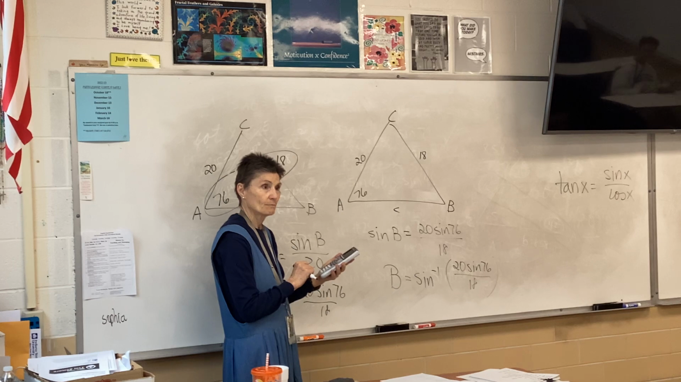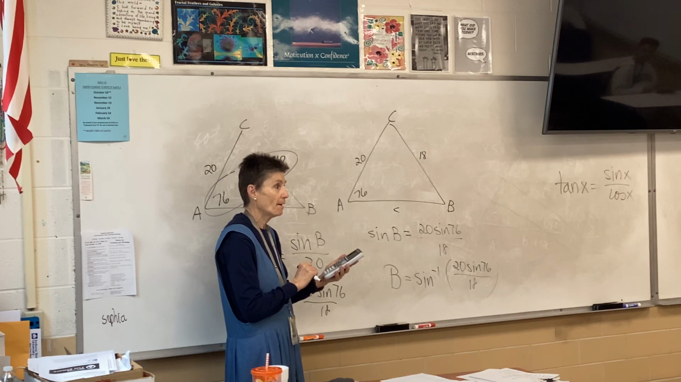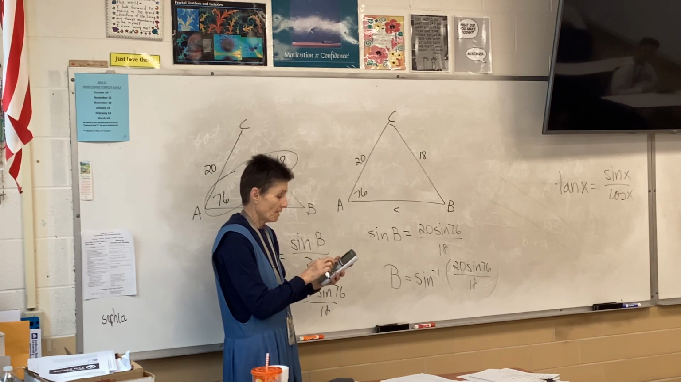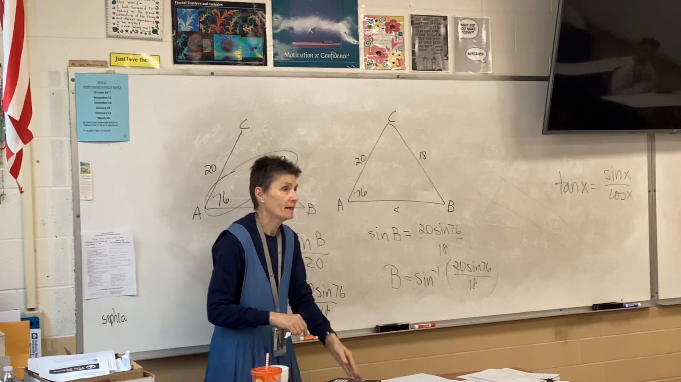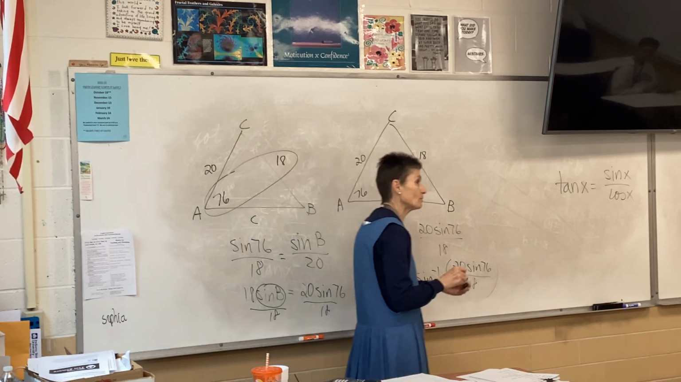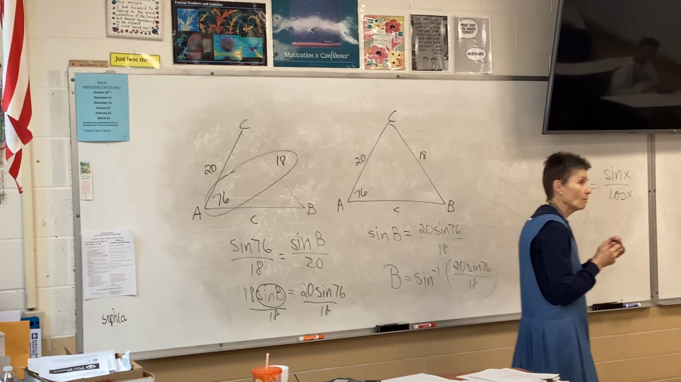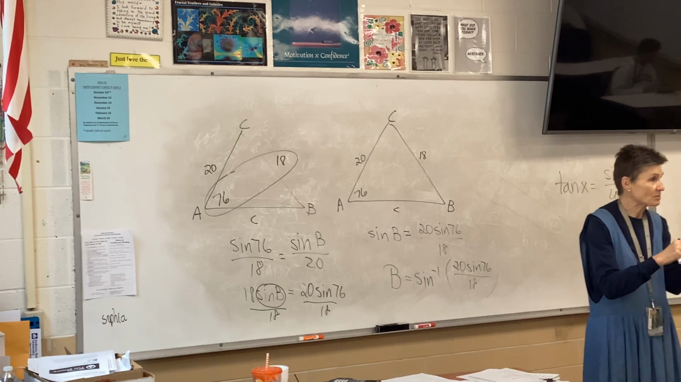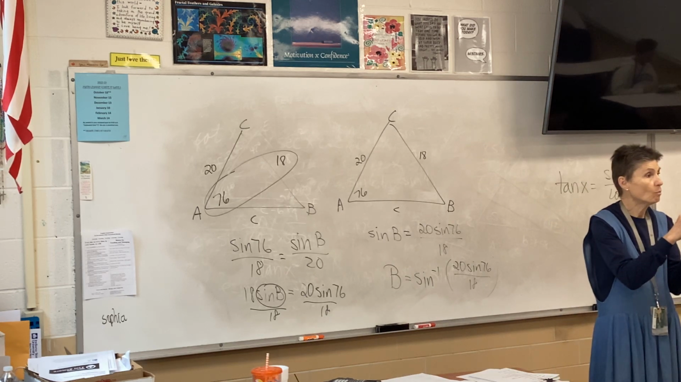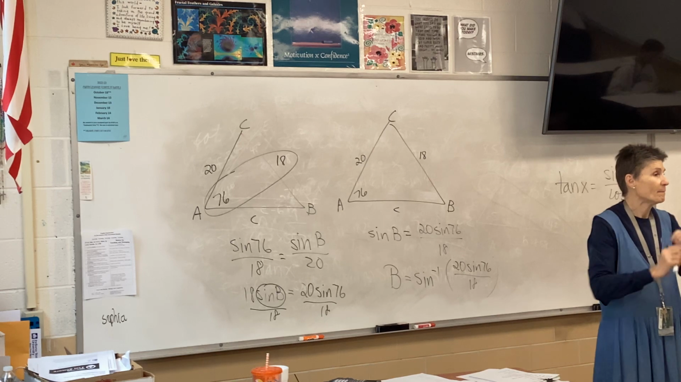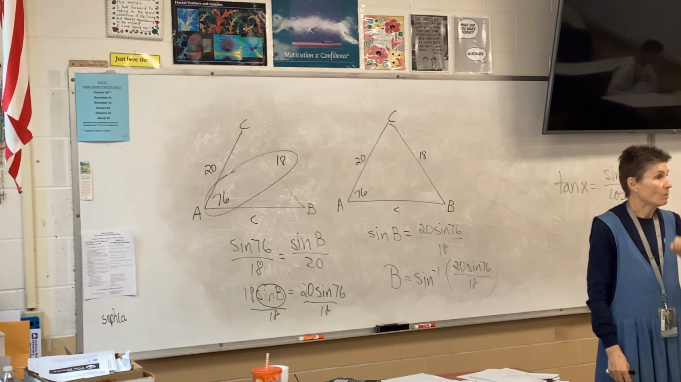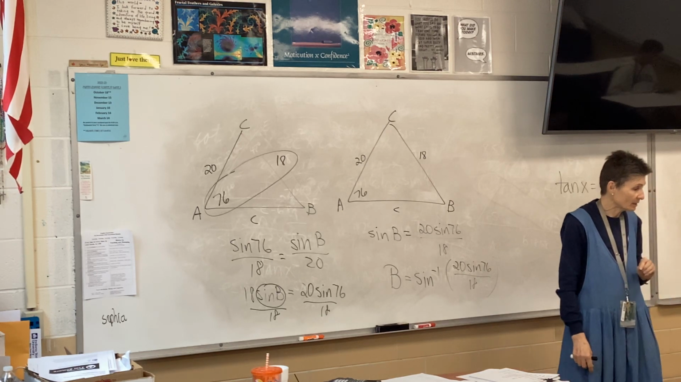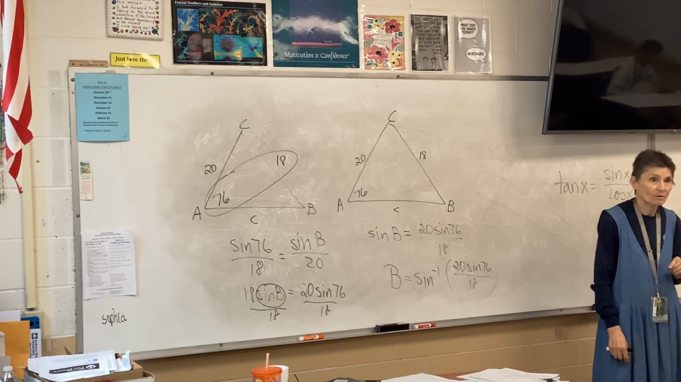I'm getting an error. Yeah, that happened to me twice. All right, let's stop and think about this for a minute. How many triangles are possible? What did I tell you? The possible answers are 0, 1, or 2. Guess how many in this problem? 0. Because when I typed it in, my calculator said error.